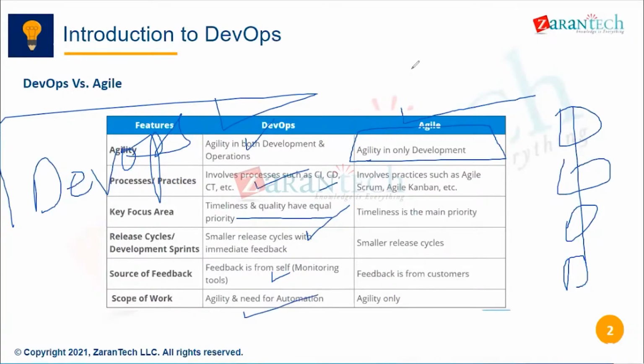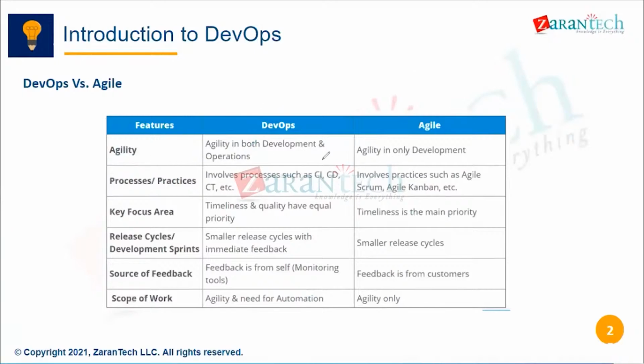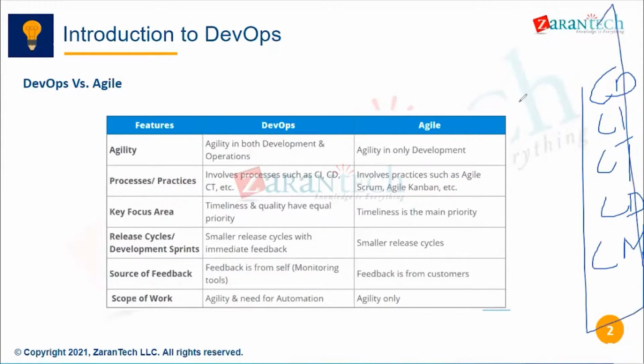So continuous improvement, total. Continuous development, continuous integration, continuous testing, continuous deployment, continuous monitoring, overall continuous optimization altogether. What do you say, guys?